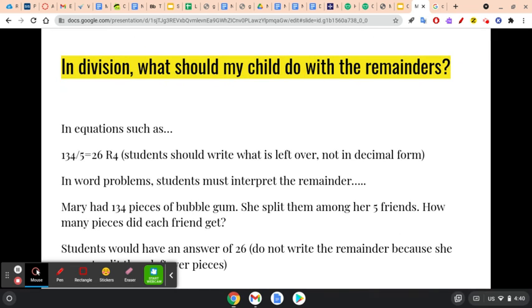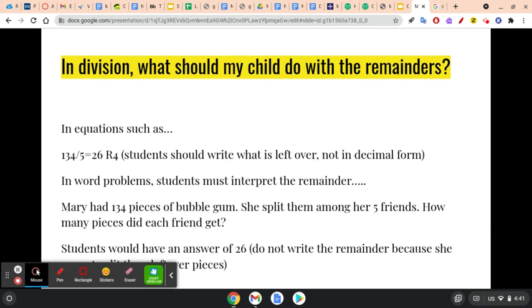All right, so in division, what should your child do with remainders? Well, in equations such as 134 divided by 5 equals 26 remainder 4, students should write what is left over, but not in decimal form. In word problems, students have to interpret the remainder. In other words, they might have to do something different with the remainder depending on the problem.